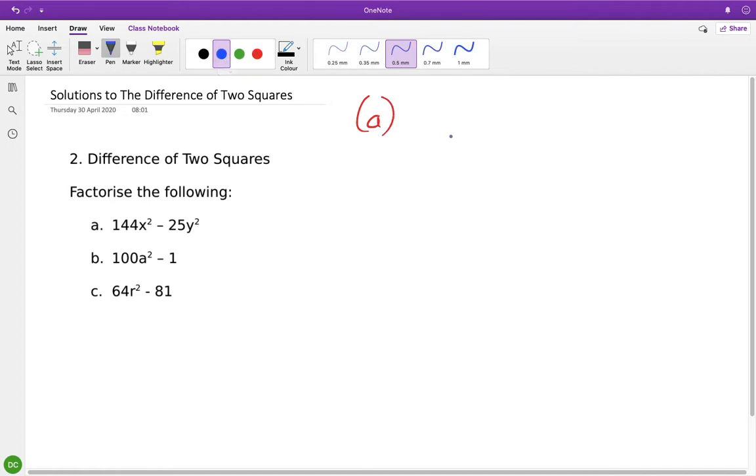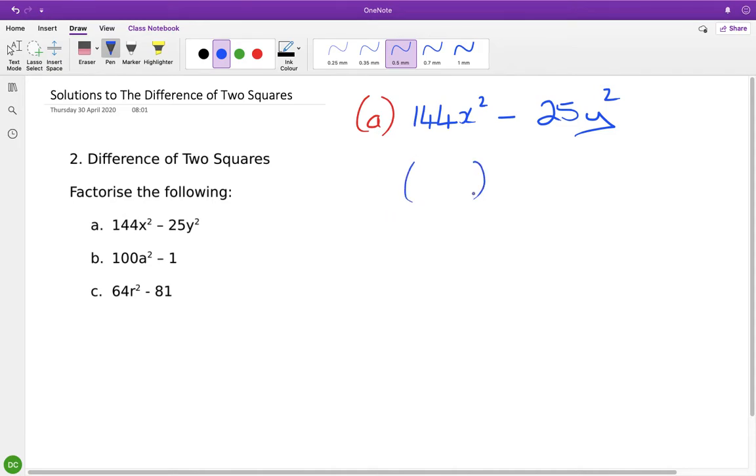Okay, so the first one is 144x squared minus 25y squared. So it's definitely minus. Good. There's an x here and that's squared, so that's good. There's a y here and that's squared, so it's a difference. The letters are squared, and then are these numbers square numbers?